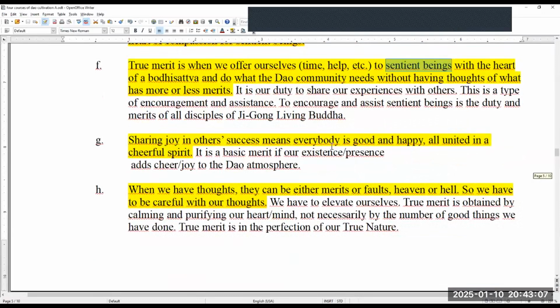Sharing joy in others' success means everybody is good and happy, all united in a cheerful spirit. Okay, sharing joy is basically equivalent to what Holy Teacher mentioned in the Dharma class: just smiling. Smiling is something that can affect or influence others in terms of their mood, and yourself. So sharing joy is equivalent to that. This way you are able to share this happiness with everyone, and it will allow the chi of the society, so to speak, or others to be more harmonious.